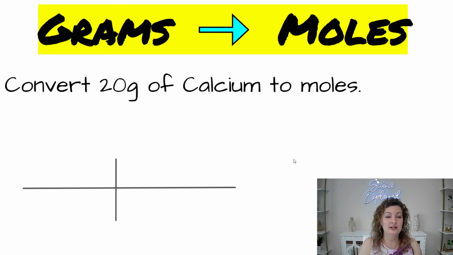Let's try one more, you guys, grams to moles. So convert 20 grams of calcium to moles. Start with what you know. You know you have 20 grams of calcium. You are going to do diagonal down grams of calcium, and you want to end up with a mole.